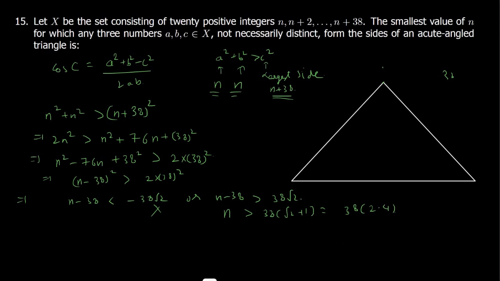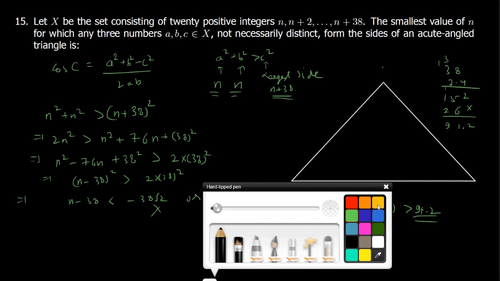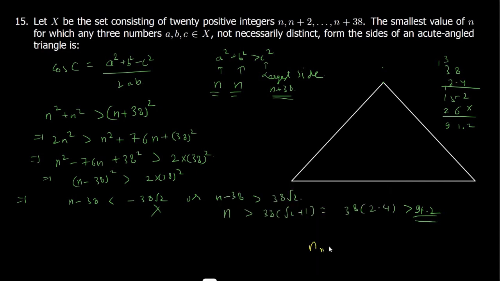And 38 times 2.4, if we calculate separately: 8 4s are 32, carry 3; 4 3s are 12, 13, 14, 15; 8 2s are 16, and 7, and this will turn out to be 91.2. So this whole thing is greater than 91.2. And which is the integer just greater than 91.2? So the smallest feasible value of n which will satisfy all the given constraints will be 92. So the answer to this question will be 92.